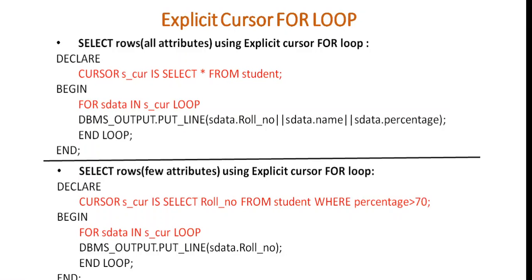When we want to fetch a number of rows from the table using an explicit cursor, we can use either a simple loop statement or a for loop. When you use a simple loop, you need to open the cursor, fetch data, and close the cursor. You need to write these three commands explicitly in the program. But when you use an explicit cursor with a for loop, there is no need to write these three commands. You just need to write the for statement. When you write that for statement, it will automatically declare the index variable, automatically open the cursor, fetch data, and automatically close the cursor after the end of the loop.